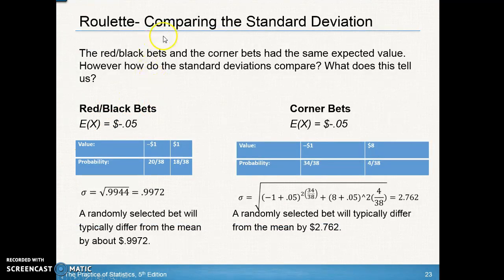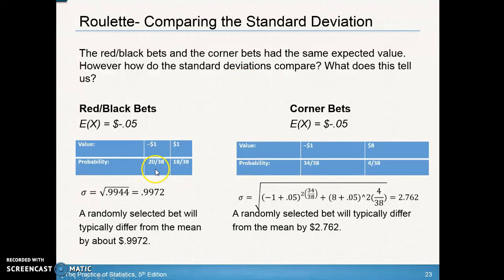Okay, so let's just take a look at comparing some standard deviations. The red, black bets and the corner bets that we talked about with our two roulette questions had the exact same expected value. So if we did our roulette roll over and over and over again, we can expect to lose 5 cents with the red, black bets, and we can also expect to lose 5 cents with the corner bets. But let's take a look at the standard deviations and what exactly the standard deviation tells us. Remember that the standard deviation is going to talk about the spread of the data.